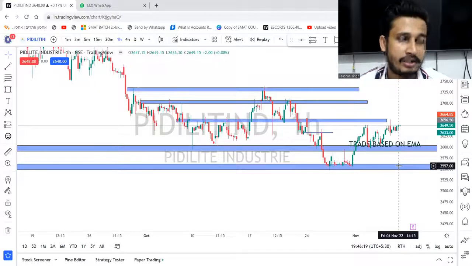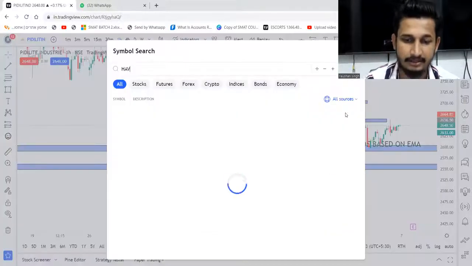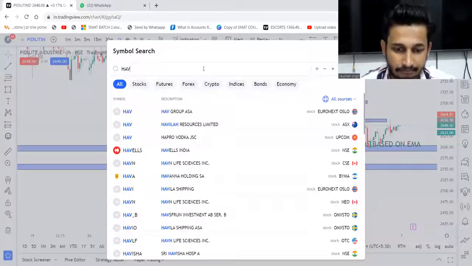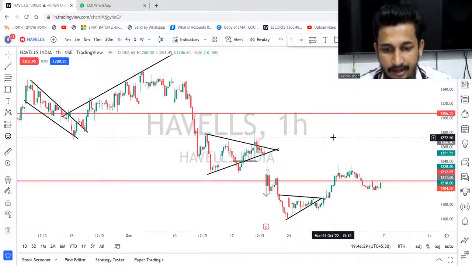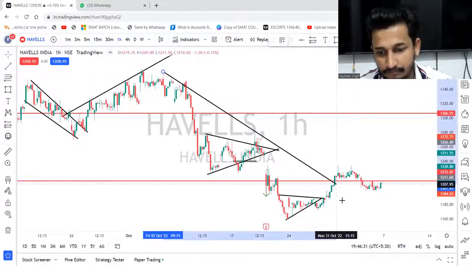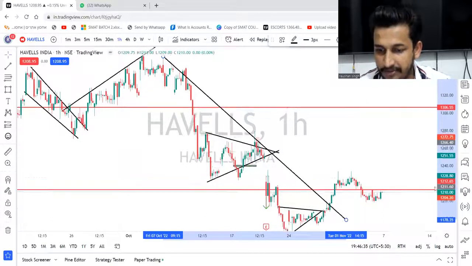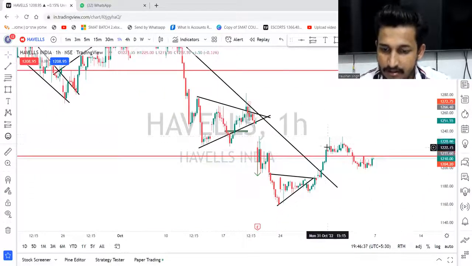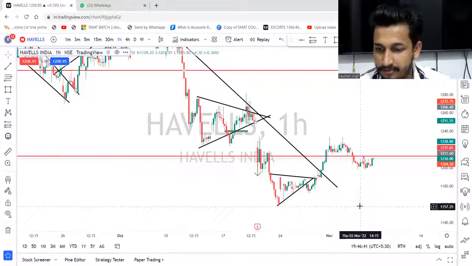Why do I hold it in the short term? Let's say I have invested, for example, in Havells India. Breakout, retest, everything was done. We could have gone for the buy side. Now here, what we can see is the market is again coming downside. So in this situation, my stop loss is over here.